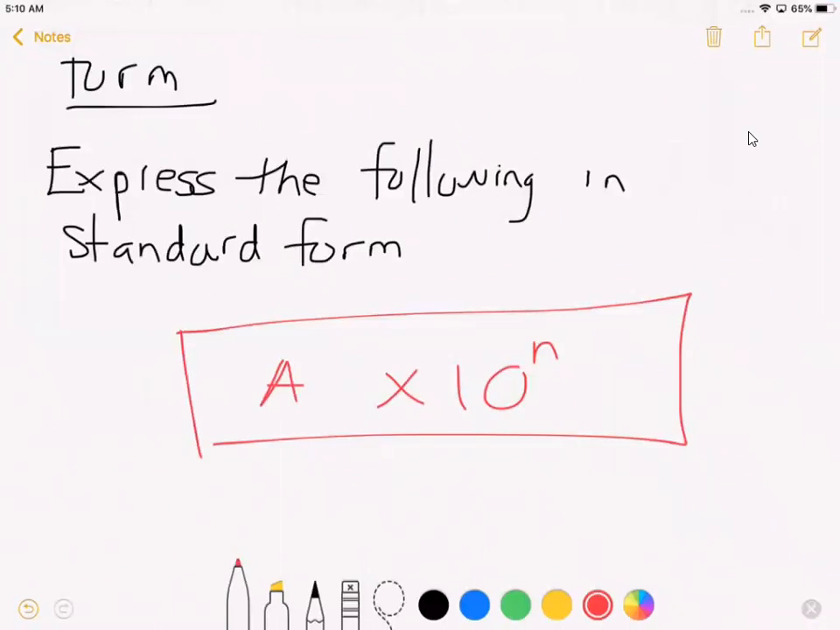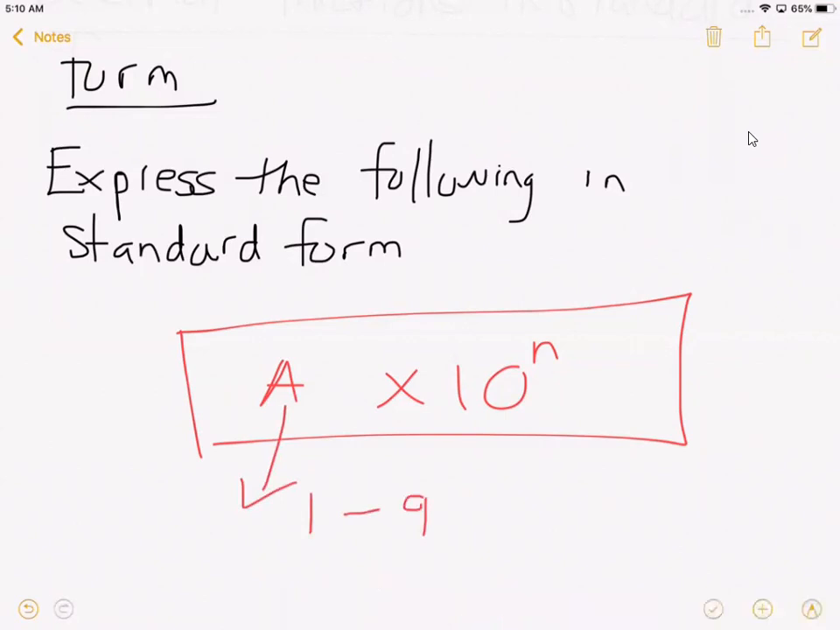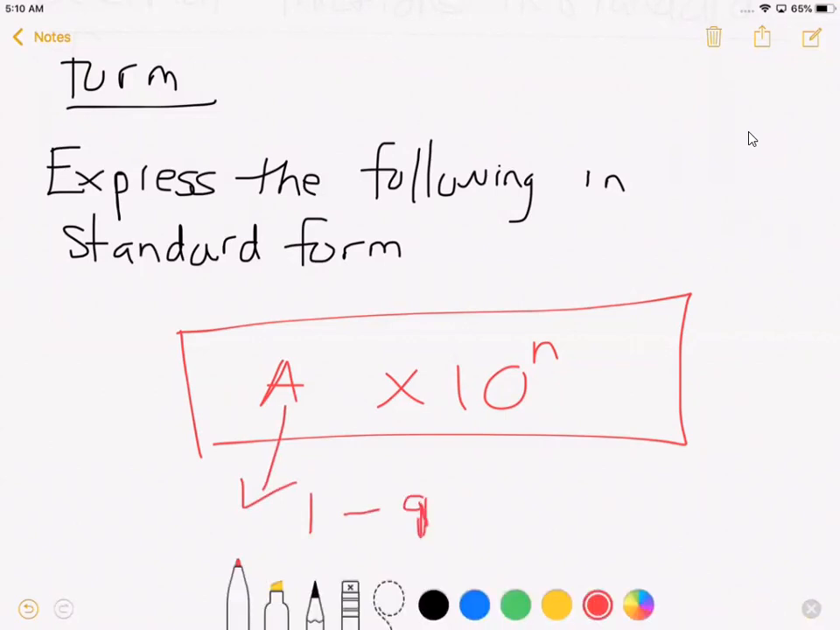A number multiplied by 10 to the power of n, but a should be between 1 and 10, and must be less than 10. So we are saying a must be a number that is between 1 and 10. That is, it is not that it must be 1, it must be between 1 and 10.